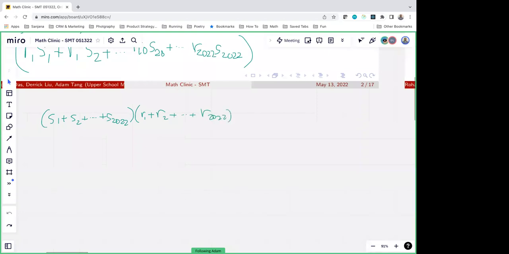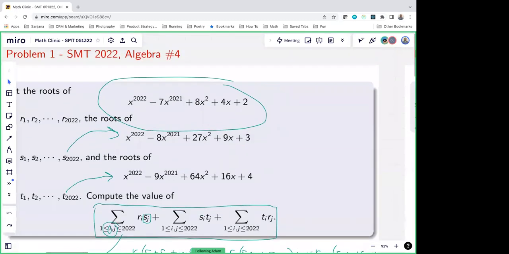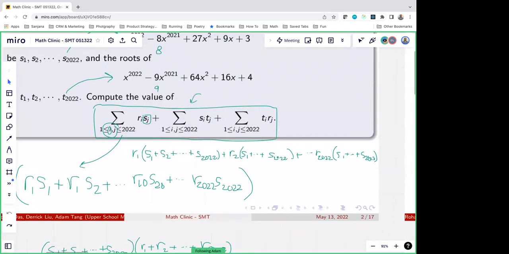And that's very nice because we know the sum of the roots of each of these polynomials. If we use Vieta's formulas, the sum of all of the r's, basically the roots of the first polynomial, must be 7. The sum of the roots here is 8, and the sum of the roots here is 9. So that means that if we consider the sum over here, this is just going to be 7 times 8, 8 times 9, 9 times 7, and then we can calculate that real quick. 7 times 8 plus 8 times 9 plus 9 times 7, and that is 191.